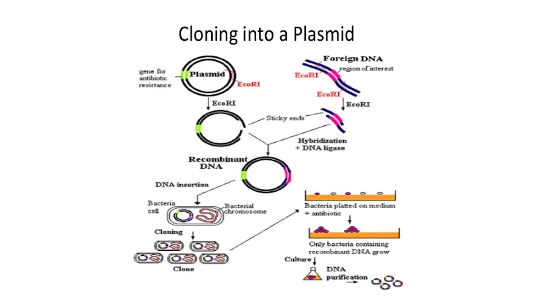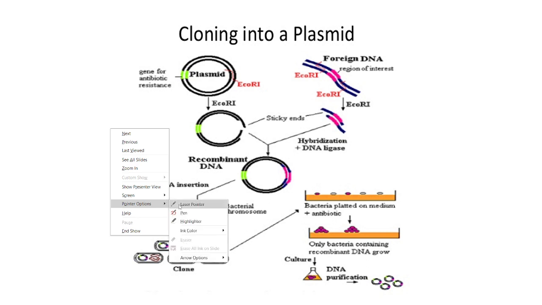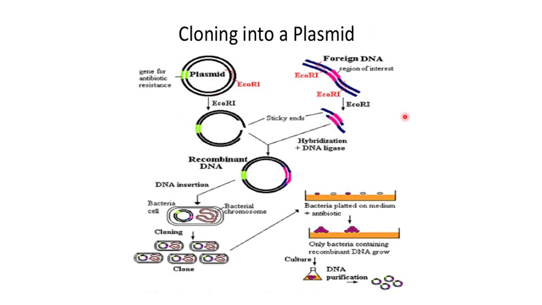So this is the same thing that we discussed. Cloning into a plasmid, you have a gene for the antibiotic resistance, and you have the foreign DNA over here. It generates the sticky ends, and you just use the DNA ligase for joining these sticky ends, and then it is inserted into the bacterial system, followed by you get clones of bacteria when you grow them.